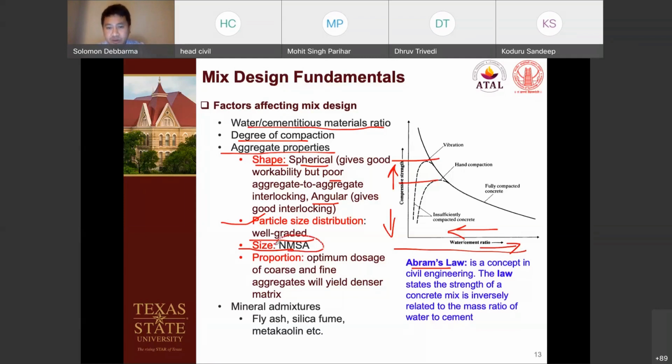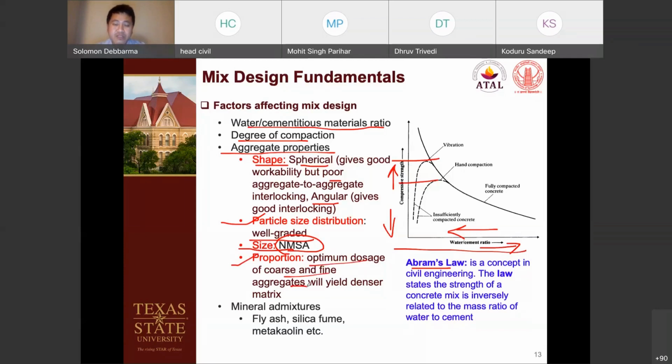So as per IRC 44, it recommends that the maximum nominal size of aggregates should be not more than 31.5 mm. And yes, we also need to know the optimum doses of coarse and fine aggregates that we need to add in our concrete mix.